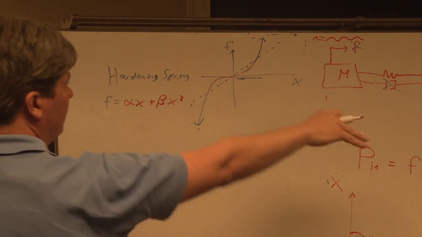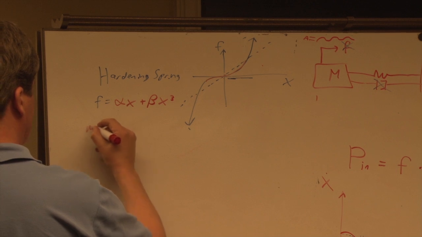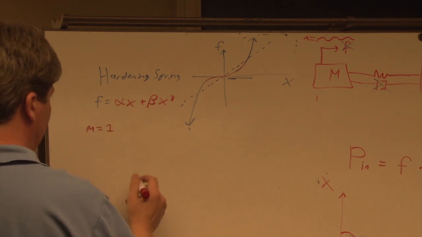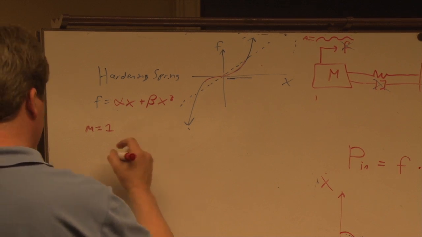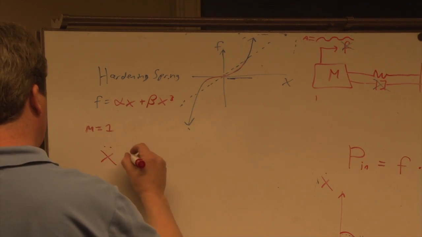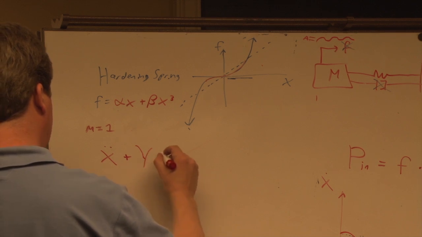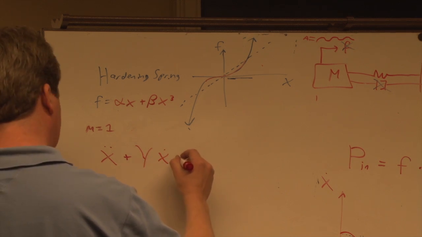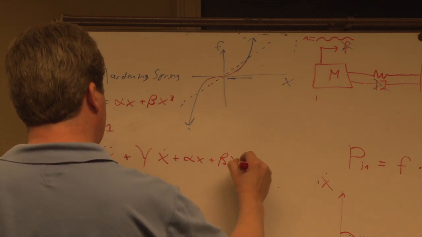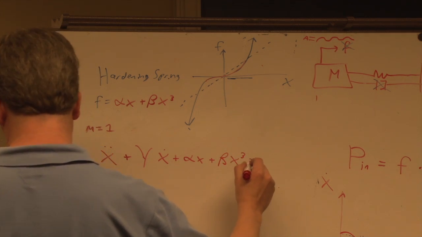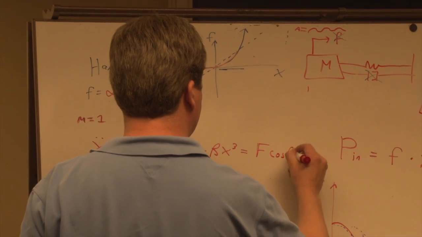Okay, so if you write out the full equations of motion, this is kind of just a sidebar but important, if you set m equal to 1 and have the spring like that, then your equations of motion are going to be x double dot plus the damping, which we'll call gamma here, x dot plus alpha x plus beta x cubed equals f cosine omega t.